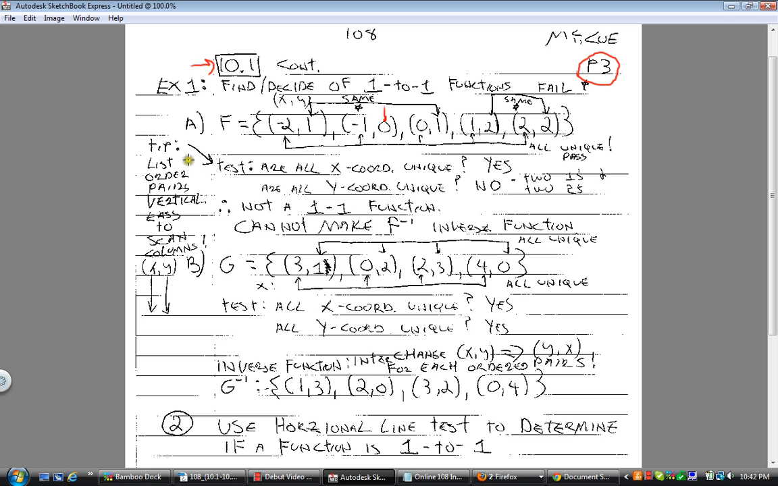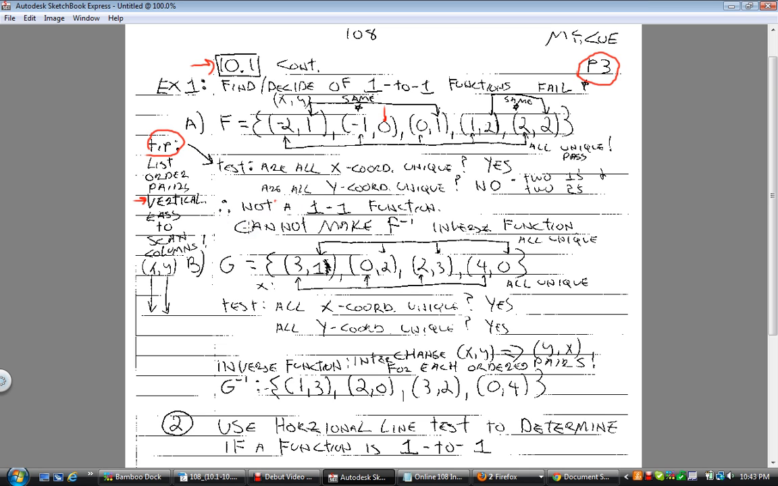Now you notice I might have struggled there just a little bit with pairing up the x and y coordinates, and I strongly suggest you take the time and list the ordered pairs vertically, and that way you can easily scan the x columns, the x coordinates going down, and the y coordinates. Your eyes will do a much better job looking vertically, and you're looking to make sure they are all unique. And when you find two of the same numbers in the x column or the y coordinates, then you know you do not have a one-to-one function.